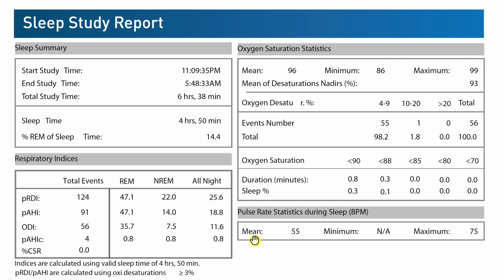Pulse rate statistics. So again, the average pulse rate was 55 beats per minute. I don't know why there's no minimum. Not sure what that's about. Maximum, it was 75, which is also relatively low.